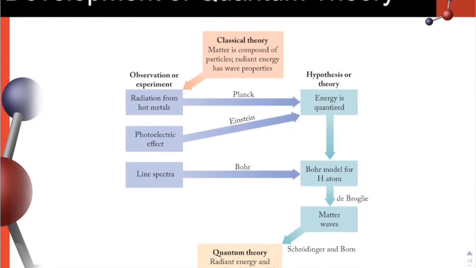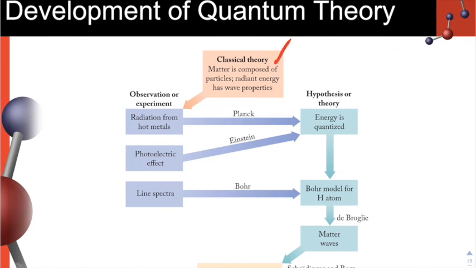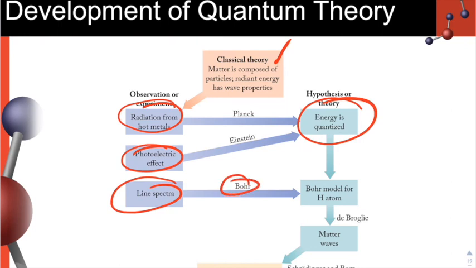So ultimately, just to summarize, we have classical theory. This is classical physics. And some of the work they did from radiation from hot metals. Max Planck took this along with Einstein's photoelectric effect, and we said basically energy is quantized. We looked at things like line spectra and Bohr, coming up with the hydrogen model. This is the matter waves. This is the double slit type stuff. The matter has waves also. And ultimately, with Schrodinger and Born, we come to radiant energy and matter have both particle and wave properties. This is quantum theory, and the math that goes along with that is quantum mechanics.